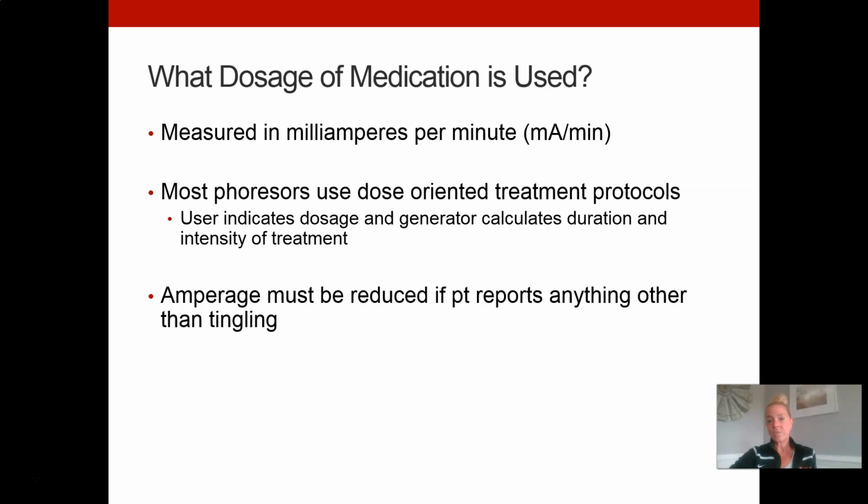So basically, there's 3 settings that will be on the machines that we use for Ionto. The dosage, which you will have to set into the machine. I'll give you some guidelines for how to choose that. Then you'll turn up the intensity. You'll just take that to the patient's tolerance. And then the third one is time. So based on whatever dosage you set into the machine and how high of a current the patient can tolerate, the machine will calculate your treatment time for you. The amperage, or the intensity, needs to be reduced if the patient reports anything other than a tingling sensation.